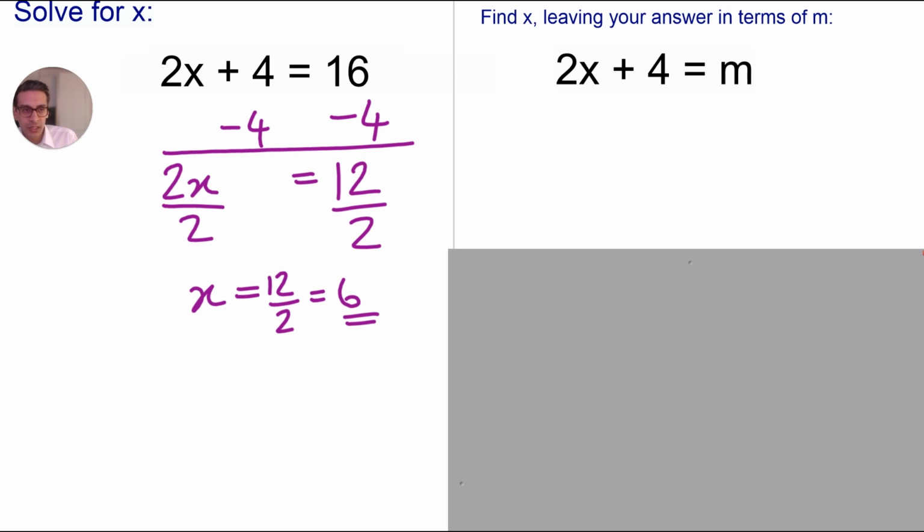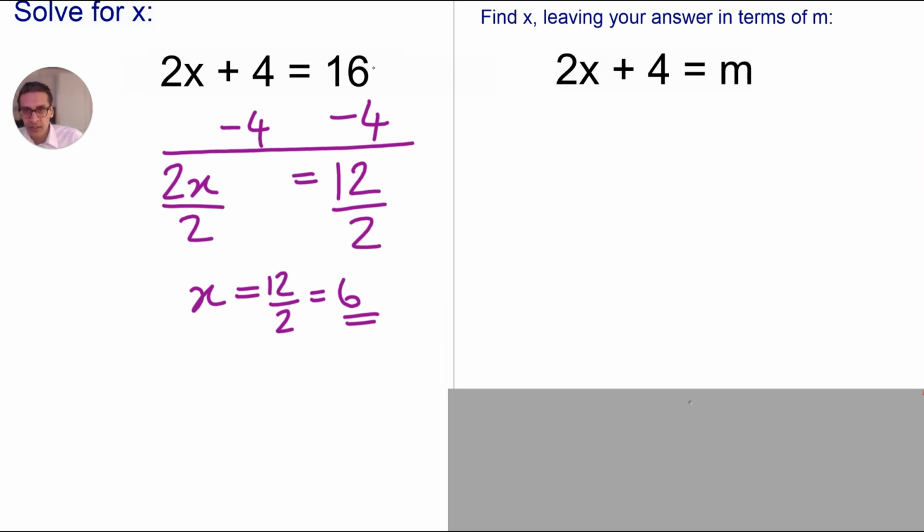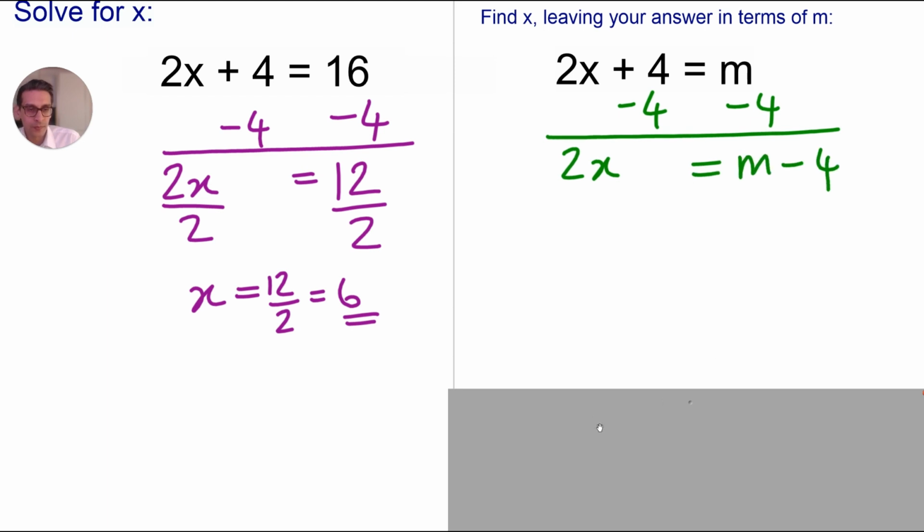We're going to follow a similar pattern here, but this time, instead of 16, you just happen to have another variable, an m. So we want to isolate x because we want to find x in terms of m. Or another way to put this is make x the subject. So in order to isolate x, the first thing we're going to do is take away 4 from both sides. Take away 4. So 2x is equal to m minus 4.